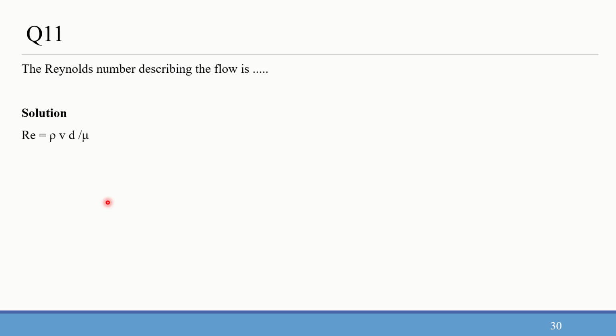Re is equal to rho V d by mu. So rho is 1000, V is 10.19 meter per second, which we calculated in the 9th question, and d is 1 centimeter, so it is 0.01 meters, divided by mu. So mu is 0.001 for water. So these are all for water.